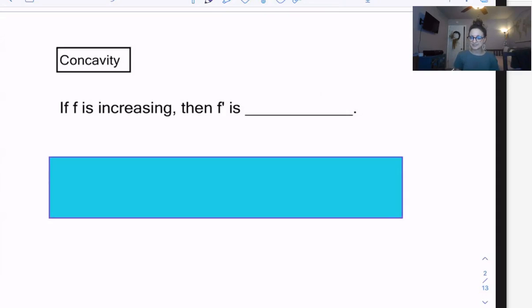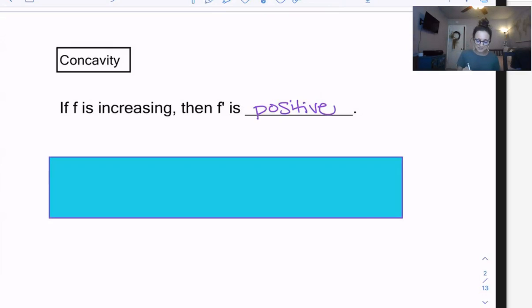If f is increasing, then what can you tell me about the first derivative? Also, the word we want to tie to slope, right? So if f is increasing, then f prime is what? Then f prime is positive. Right? Again, if my function's increasing, my slope must be positive. F prime, the derivative, is positive. Okay, so make sure you've got that written down.